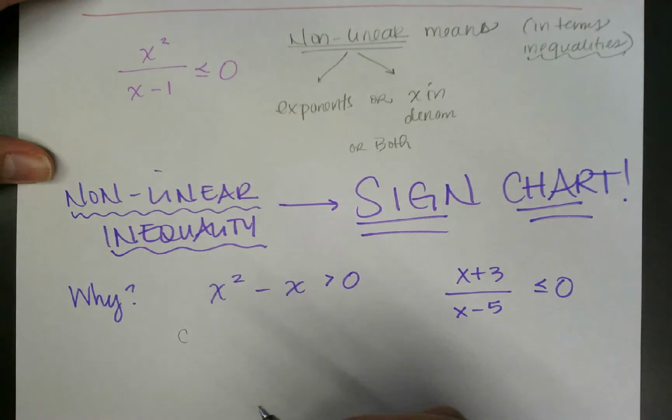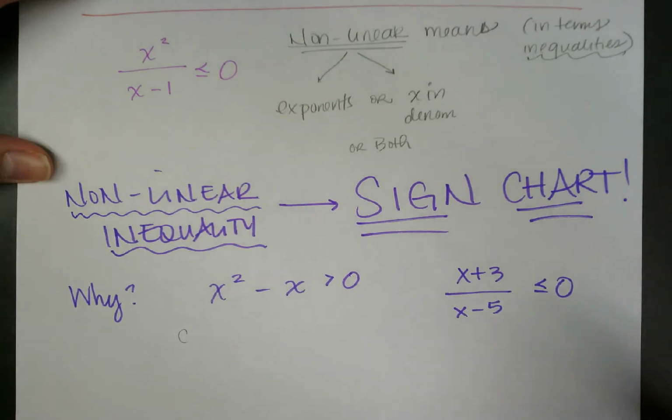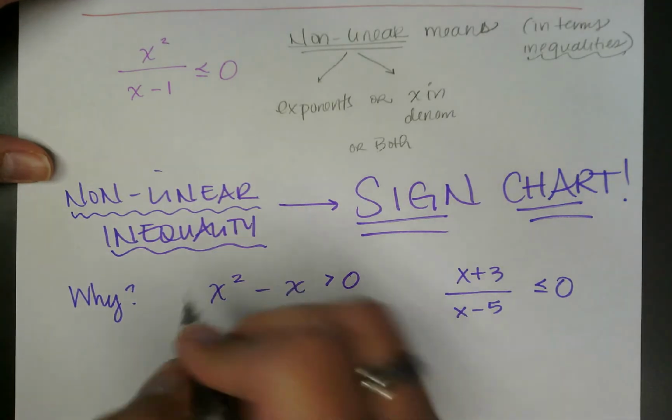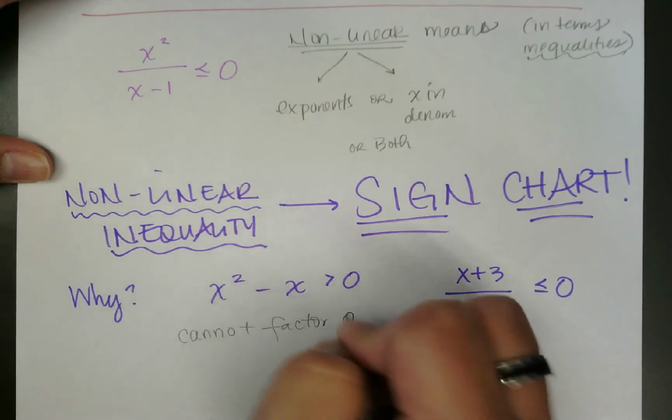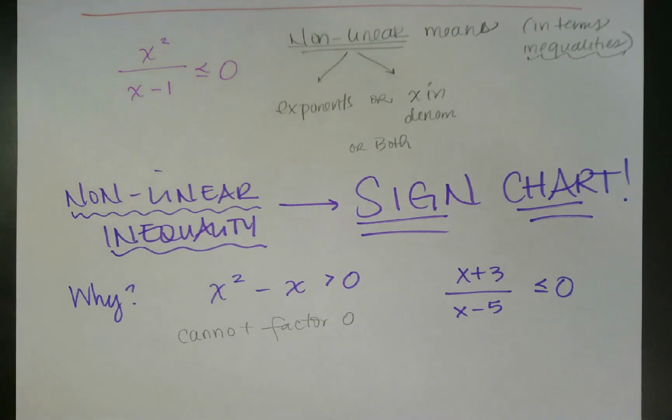Cannot factor. So people here try to factor, like factor out an x, right? It's not an equation. It's an inequality. You cannot factor 0, right? That was it. Monday, factor 0, get it equal to 0, factor, and go. Factor 0 is with equations. That's not an equation, okay?